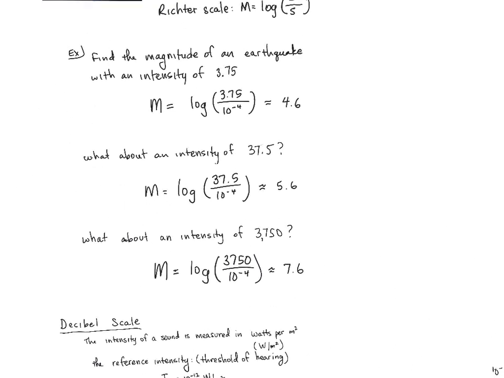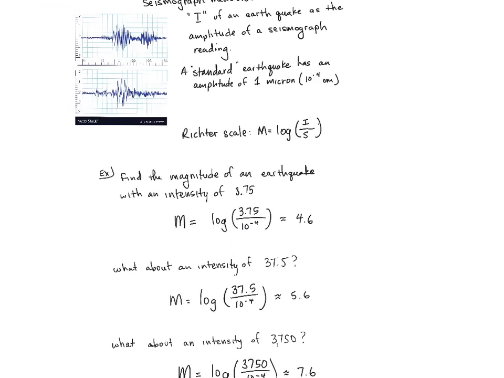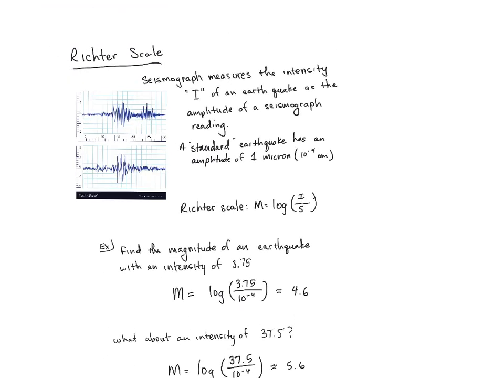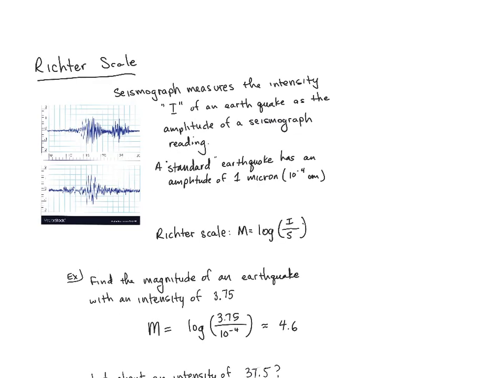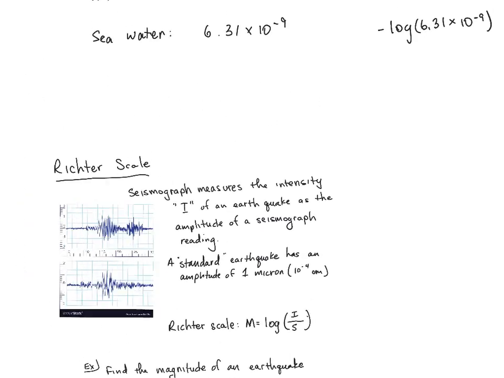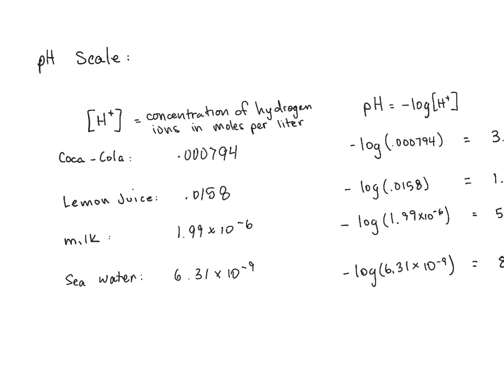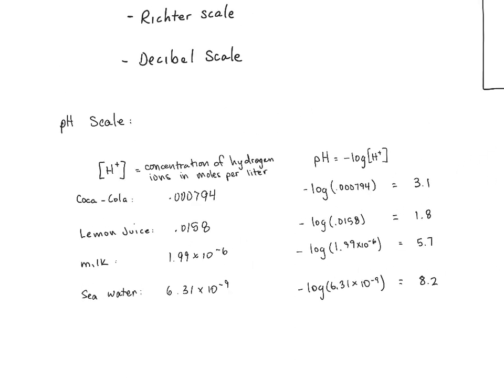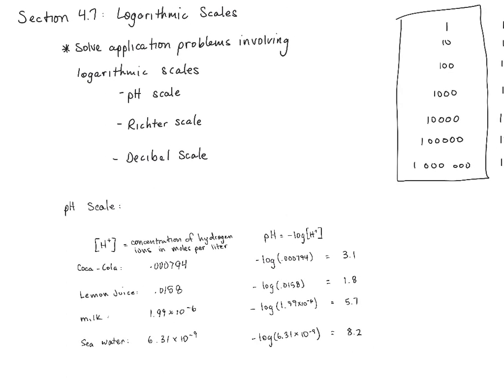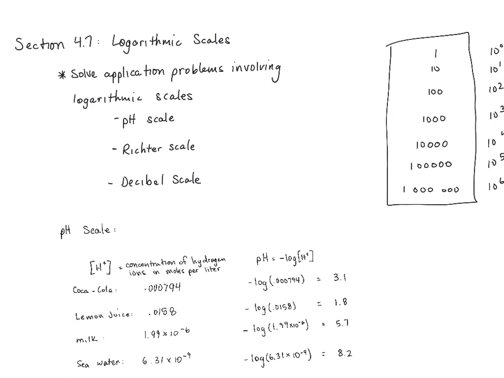Here we have the Richter scale, which is another logarithm scale, that measures the magnitude by taking the logarithm of the intensity of an earthquake. And here we had the pH scale, where the pH measurement is a logarithm of the hydrogen ion concentration in moles per liter. So those are three of the more common logarithmic scales used in applied logarithm problems.